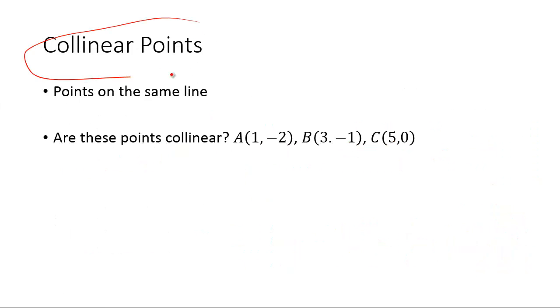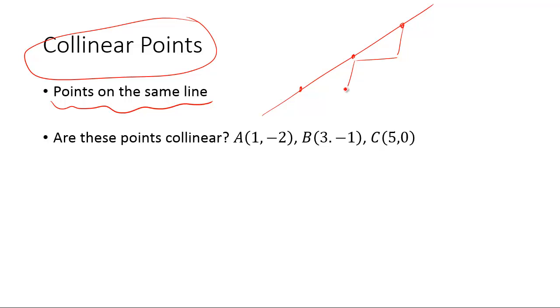Finally, you should notice that sometimes you're asked about collinear points. Those are points on the same line. So how do you check if points are on the same line? Well, notice if 3 points are on the same line, they have to have the same slope. Otherwise, they won't be on the same line. So I urge you to find the slopes and determine whether these points are collinear or not.